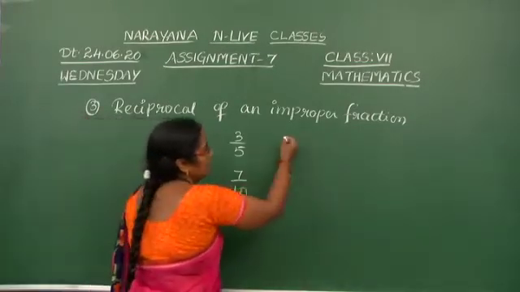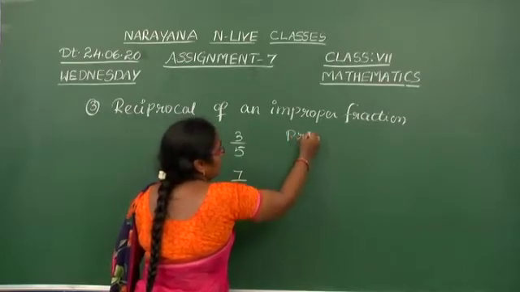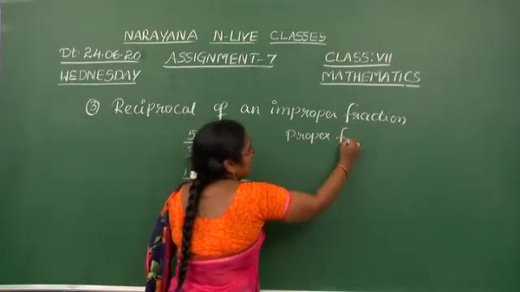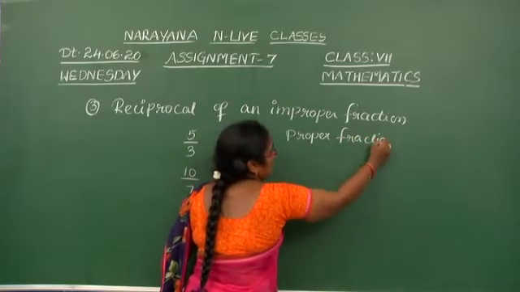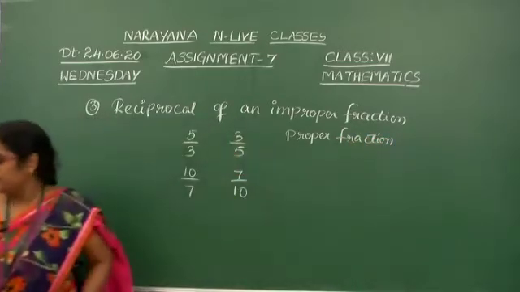So reciprocal of an improper fraction is a proper fraction. So what is the answer for this? It is a proper fraction. Okay children. The reciprocal of an improper fraction is a proper fraction. Okay. Next.